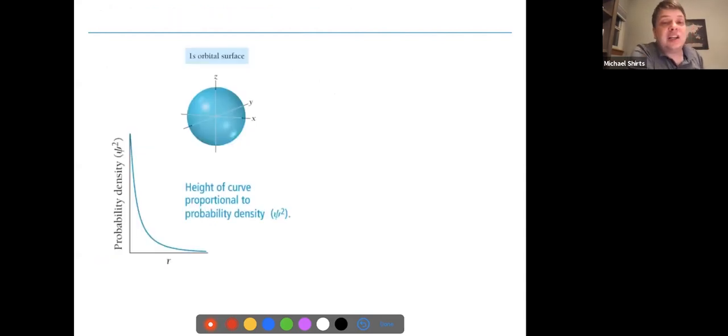So let's take a look at the simplest, the 1s orbital. It is perfectly spherical. There is no angular dependence. It looks the same in the x, y, and z direction. If we plot the wave function squared as a function of distance, the probability is highest at 0 and then decays exponentially. It literally is an exponential function. We'll look at the solutions to Schrödinger's equation in a little bit after we get more comfortable with the shapes. Yes, the height of the curve is proportional to the probability density.